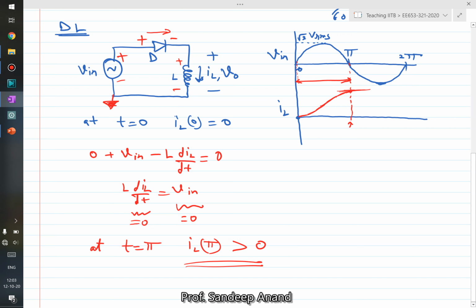The same KVL equation would hold good, but now Vin becomes negative, and therefore dIL by dt will also become negative, and the current will start falling. The current would continue to fall and come back to 0 at t equal to 2 pi. After t equal to 2 pi, the cycle starts again, the current builds up and so on. So this is how the steady state operation of this circuit looks. This is IL, which is also equal to IN.